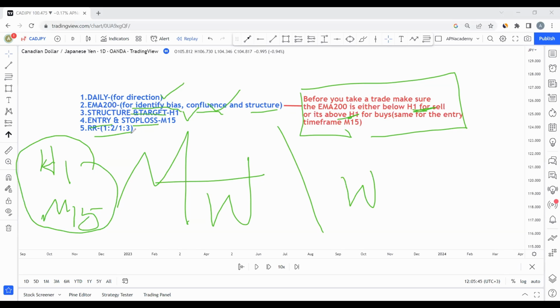Since we're doing intraday, we don't want to be in a trade for very long. We just want to be in a trade for a few minutes or a few hours, then we're out of the trade. So we're going to be focusing on 1 to 2, at most 1 to 3.